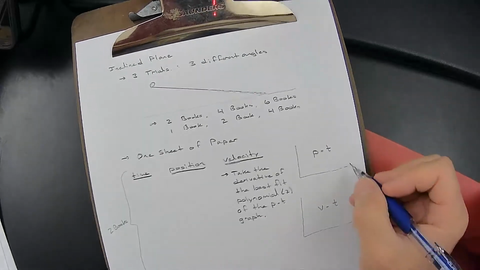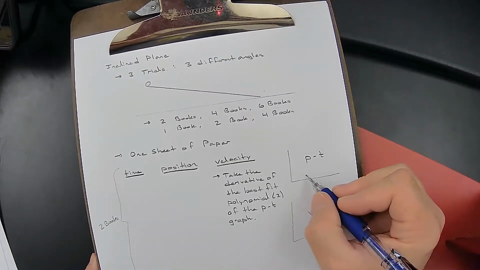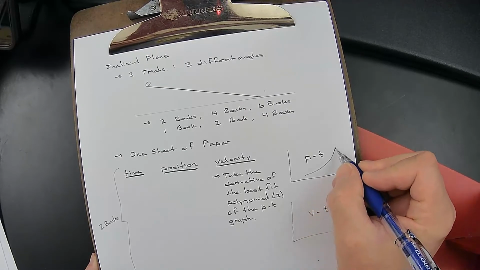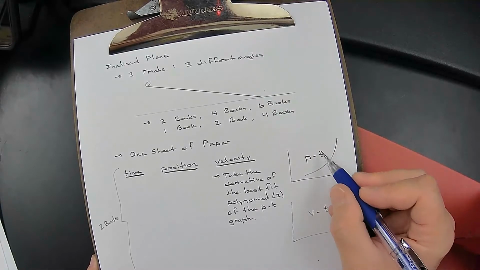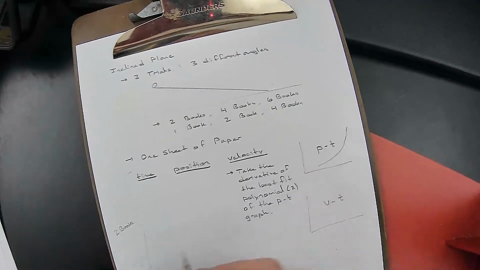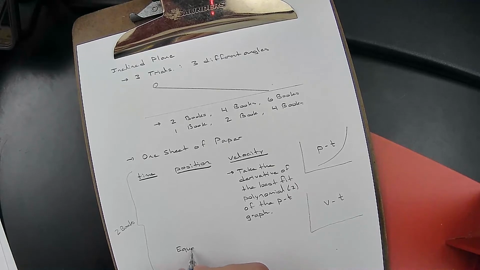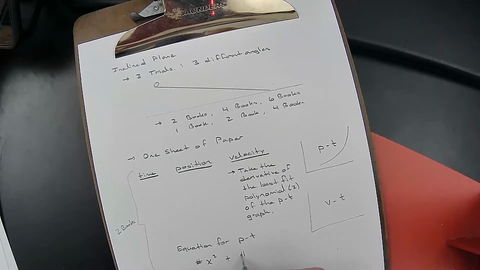When we look at the PT curve, we're going to find out it's not a straight line, it's a curve. So when we get the equation for PT, it's going to look like some number times x squared plus some number times x plus some number.